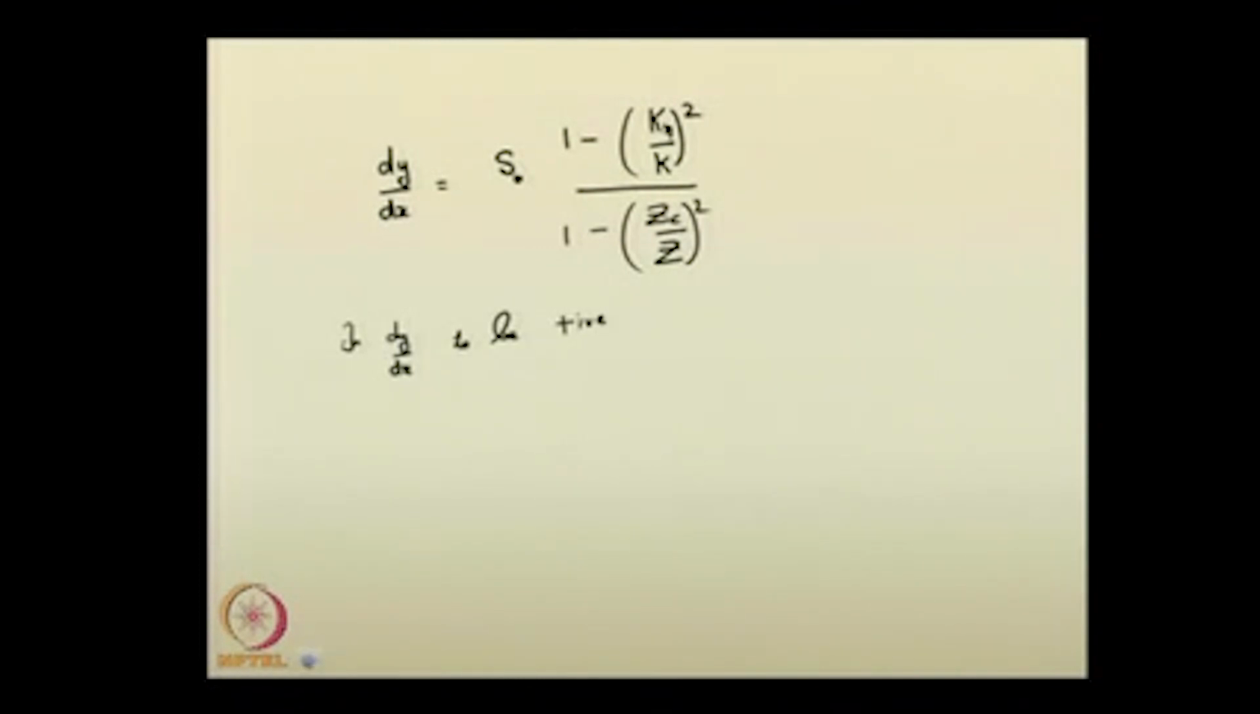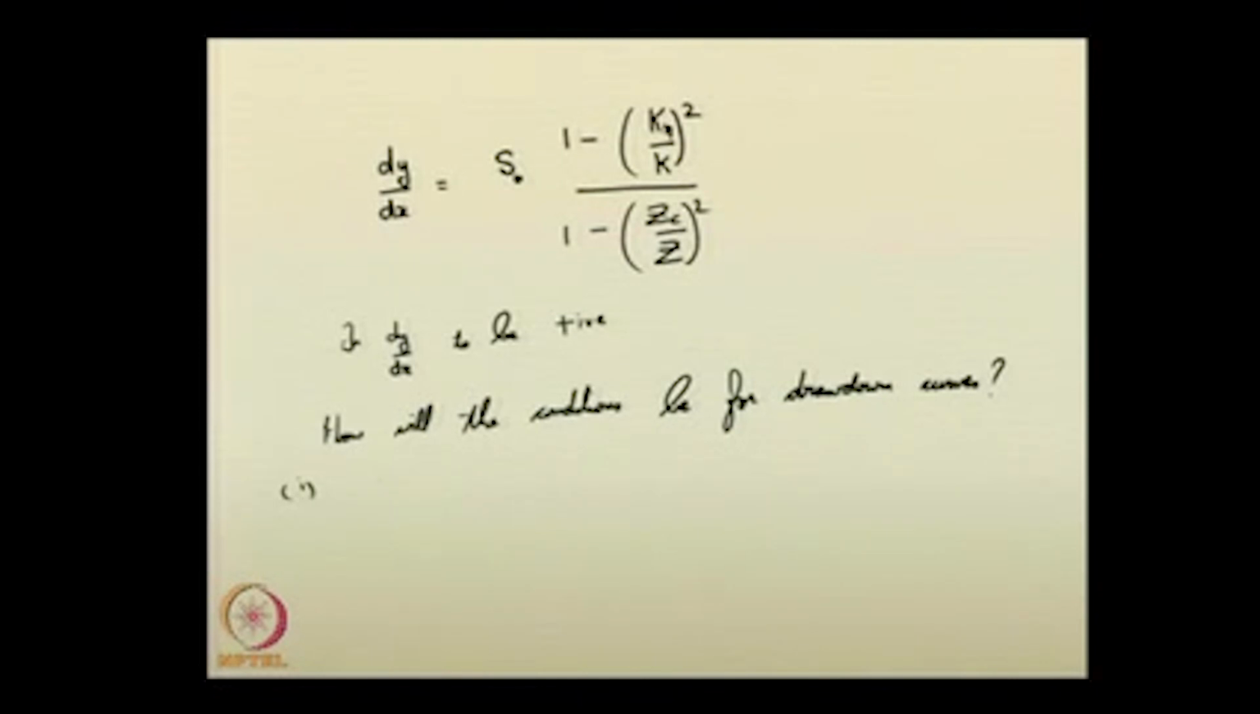Now, in today's lecture we will see how the conditions will be for drawdown curves. You can simply answer them. Just recall the last class, how we described it for the backwater curves. Similarly, for drawdown curves, what are the conditions? You require dy by dx to be negative.